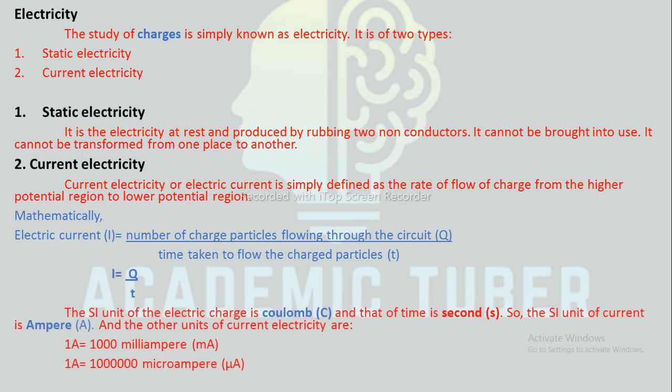The SI unit of electric charge is coulomb, which is denoted by capital C, and that of time is second, which is denoted by small s. So the SI unit of current is ampere, which is denoted by capital A, and the other units of current electricity are milliampere and microampere. 1 ampere equals 1000 milliampere and 1 ampere equals 10 to the power 6 microampere.